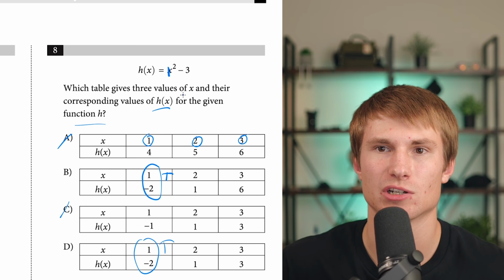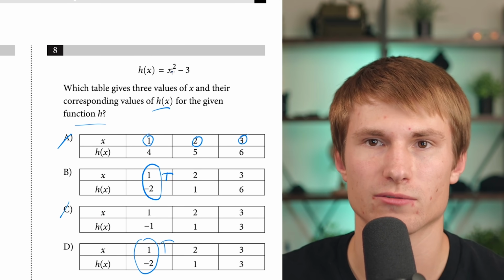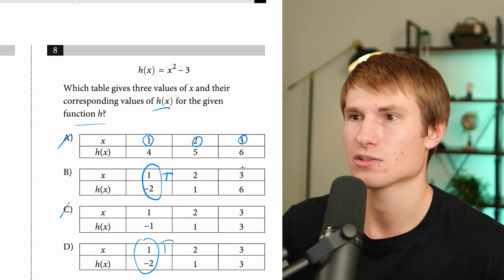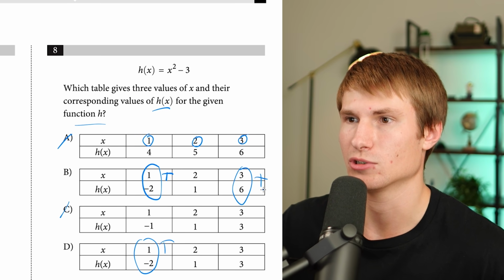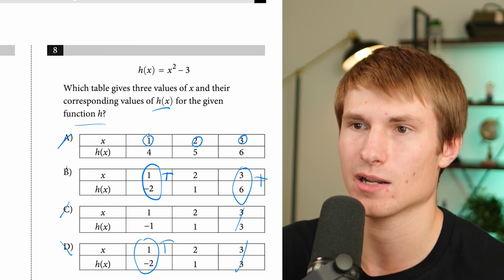The next thing I'm going to do is jump to 3, just because I know it's really easy. 3 squared minus 3: 3 squared is 9, and 9 minus 3 is 6. So I see that I have 3 and 6, which is true. If I look here, 3 and 3 isn't true, and 3 and 3 isn't true. My answer there has got to be answer choice B.